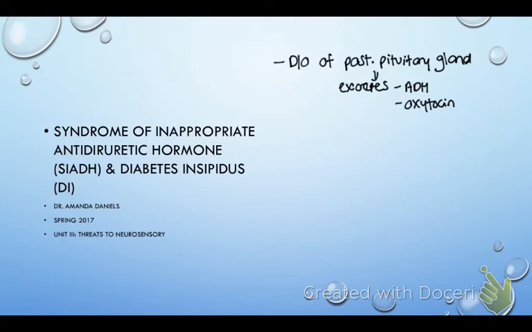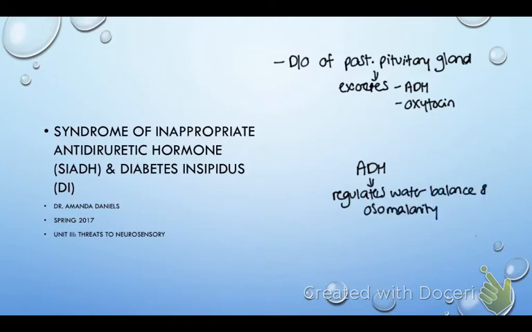So if we have a disorder of the posterior pituitary, and its job is to secrete ADH, we have a disorder of ADH, right? And ADH, which is known as vasopressin or AVP, regulates water balance and osmolality. That's important. Serum and urine osmolality is affected because there's something wrong with ADH.